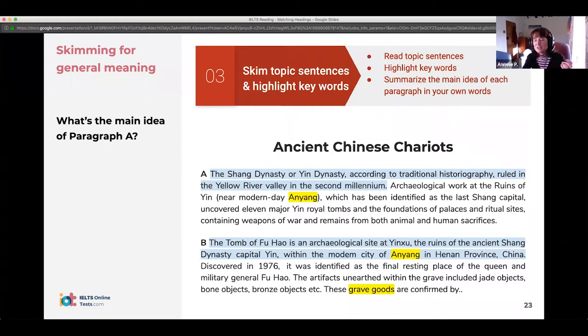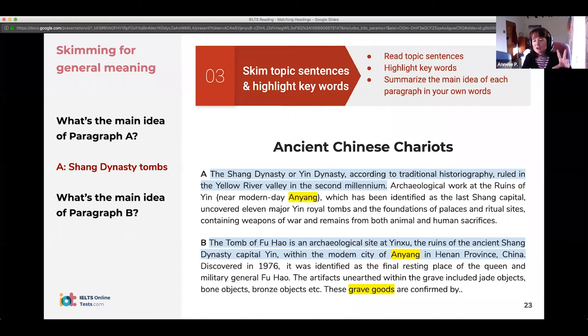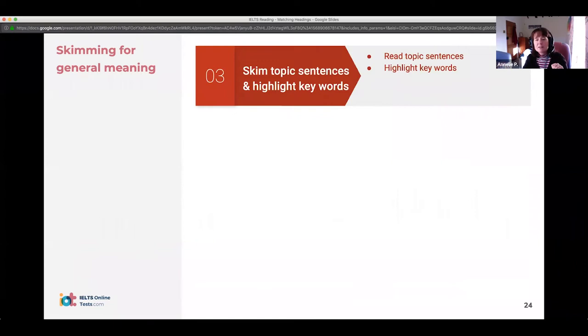If you're looking at the first paragraph, what is it going to be talking about? Okay, good. So we've got the Yin dynasty and we've got An Yang. So we're talking about the dynasties there. This is kind of like an introductory paragraph about the ruling classes. And what about the second one? What are we looking at in the second one? Okay, good. And then we go down to a more specific tomb that they're talking about, which is the Fu Hao tomb. So everything in that paragraph is going to be related to that particular tomb. Okay, all right, good stuff.